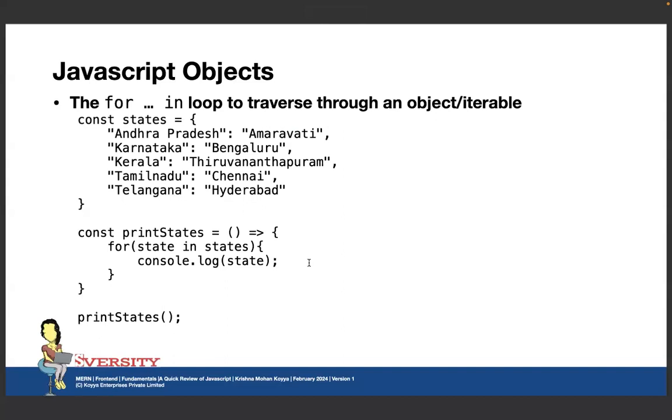Perfect. You can use for in to traverse through the iterable JSON object. JSON objects are also iterable through their keys, of course. So here I have the states, all the 5 states, let's say. Here I think this is corrected. It is now Telangana properly.